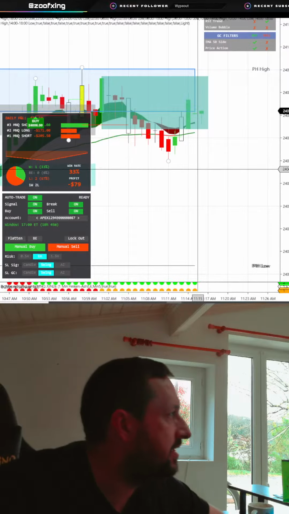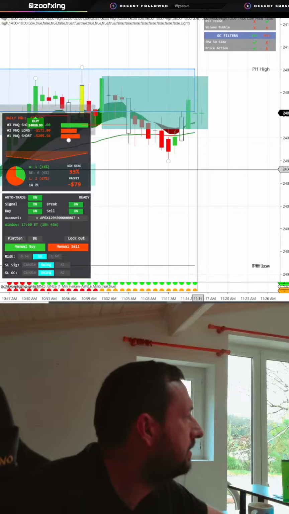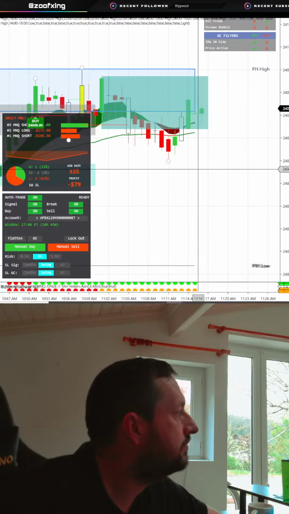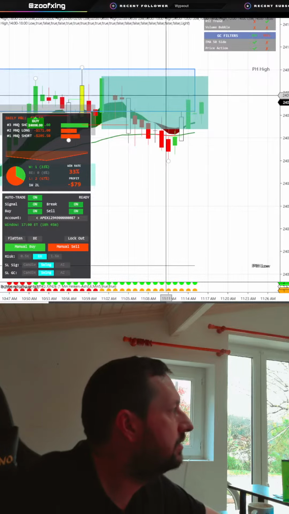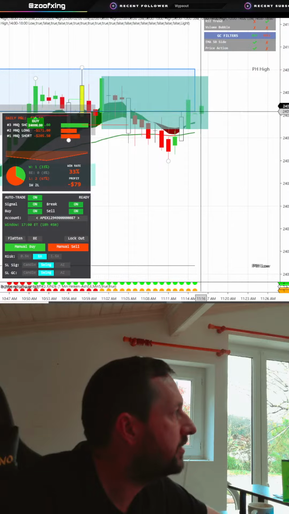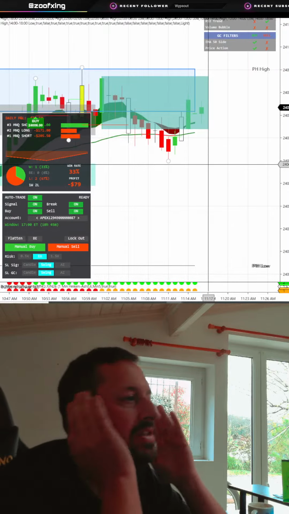Remember, the beauty of this is we don't need to be too stressed about missing an entry. If we really want the trade, we really like where it is, then we can set our system. Tell me what you think about this idea.